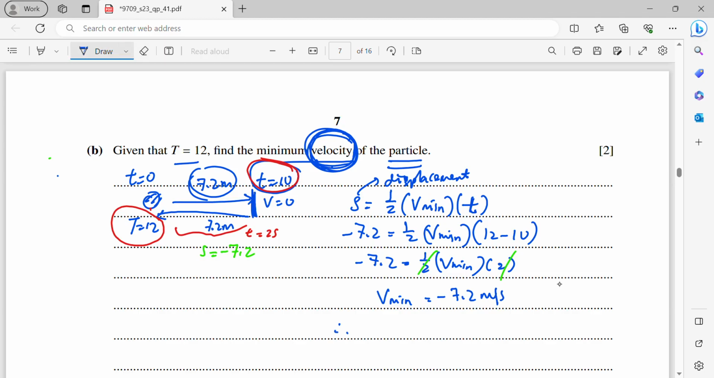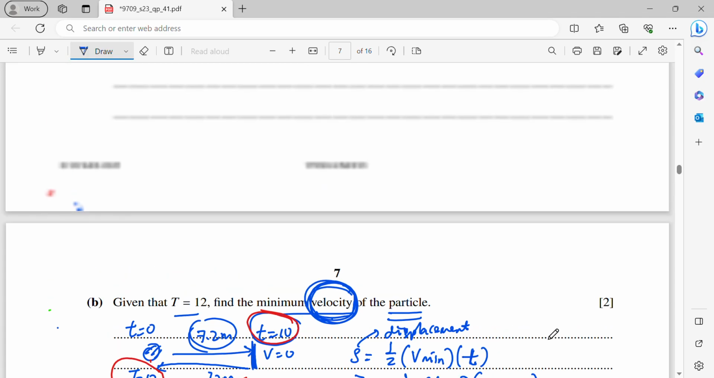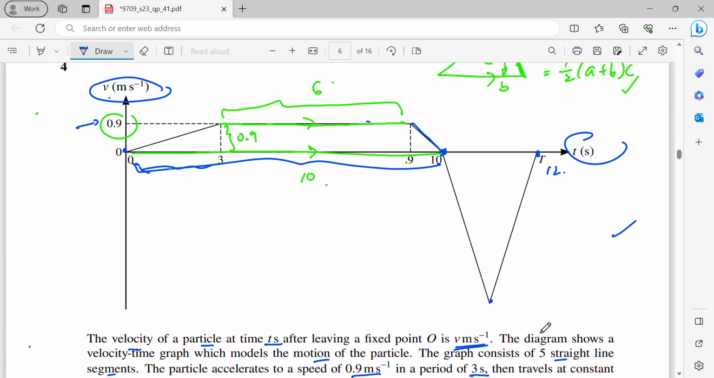So the minimum velocity will be negative 7.2 meters per second. This tallies with the graph, because when you look at the graph here, you are finding this part. The y-axis is v, that's why it is below the x-axis. Therefore, it will be negative.